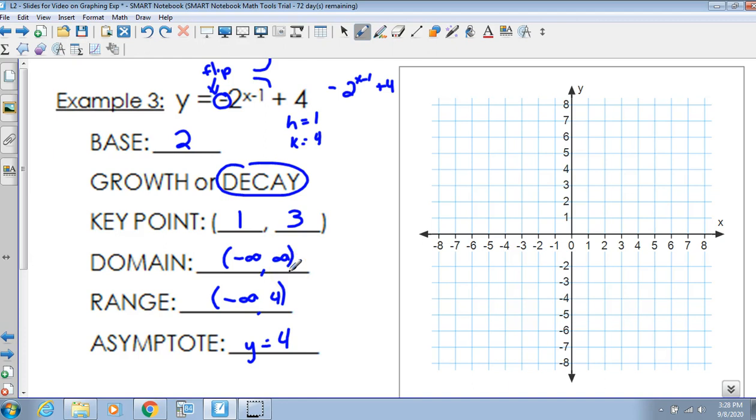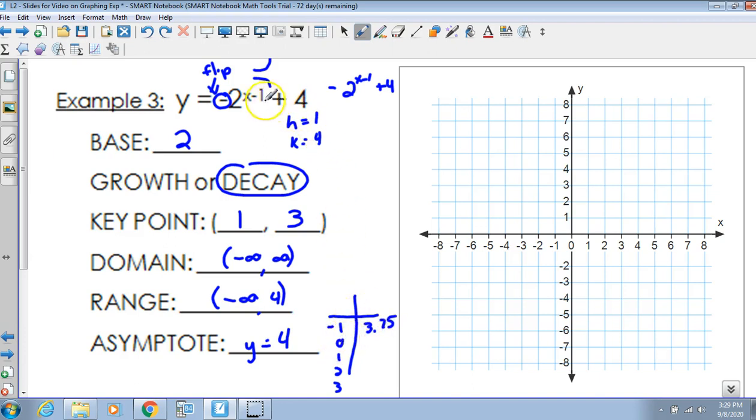Now let's plug in some values. Let's try a -1, a 0, a 1, a 2, and a 3. When you plug in -1, -1 minus 1 makes -2. 2 to the -2 is 1/4. The opposite of that is -1/4 plus 4, which gives us 3 3/4, or 3.75.